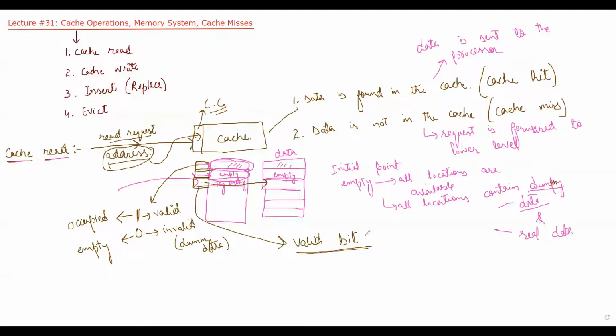Okay, so you should understand the importance of valid bit. With every tag entry, we have one extra bit, and that bit is called a valid bit. This bit determines whether the data is valid or invalid, or we can say whether that particular entry in the cache is empty or occupied. So this is about the cache read operation, and also how we can differentiate between a filled entry and an empty entry. Now let's move to the other operation.